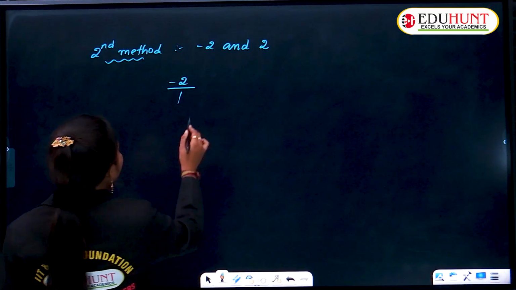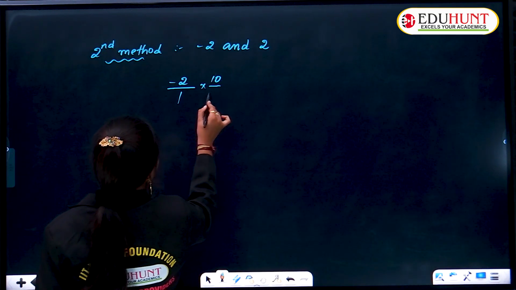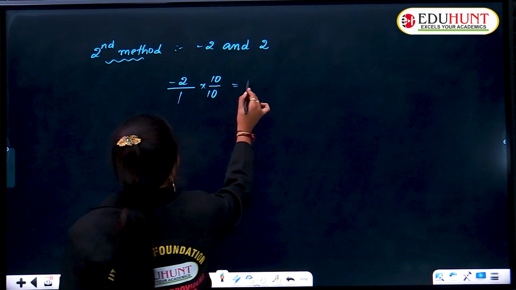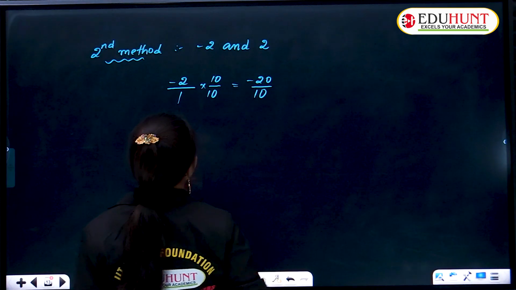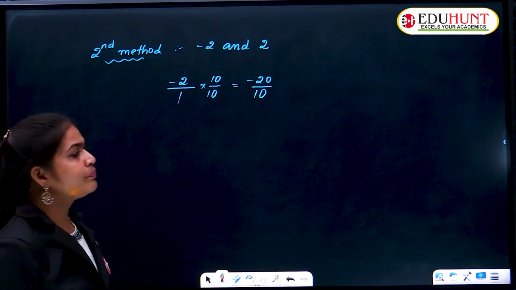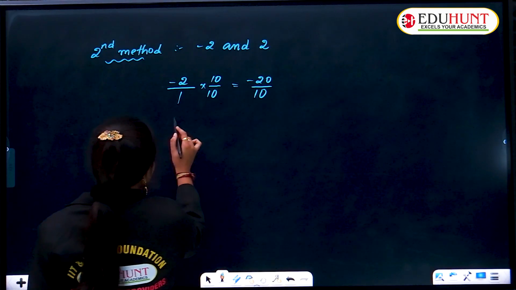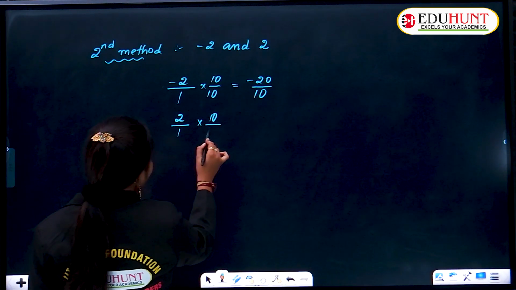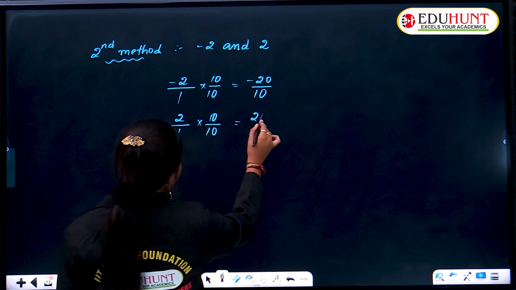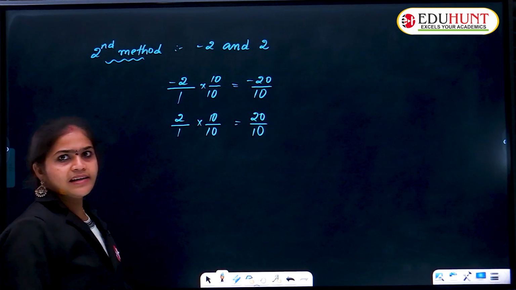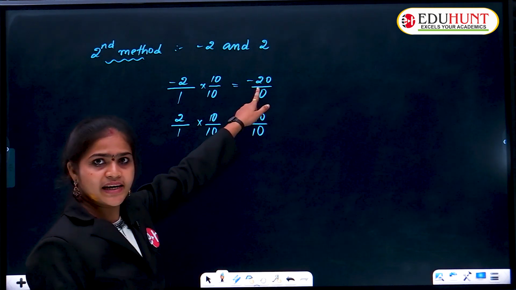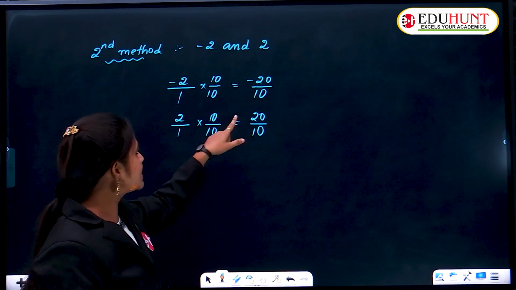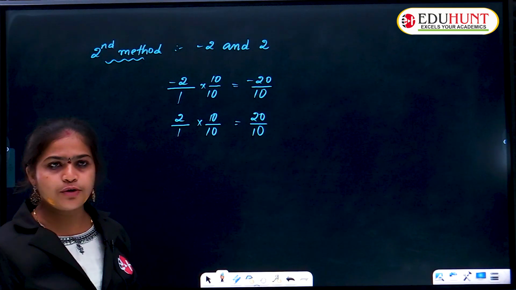Now I multiply both the numerator and denominator by 10. Then I get minus 20 by 10. In the same way 2 can be represented as 2 by 1, multiplied and divided by 10, so you get 20 by 10. Again the zeros cancel and you get minus 2 only, which is an equivalent fraction. Here also the zeros cancel and you get 2 only. Yes?